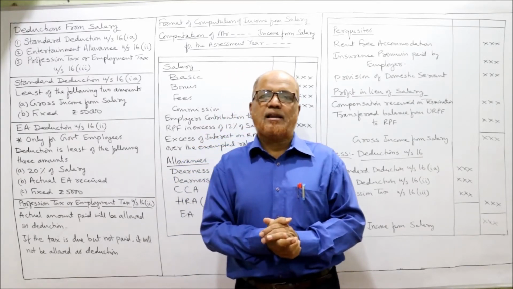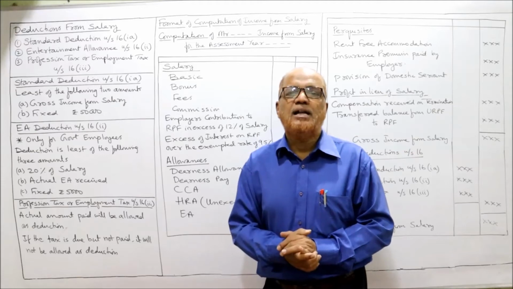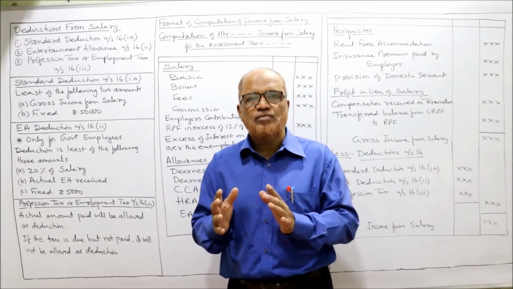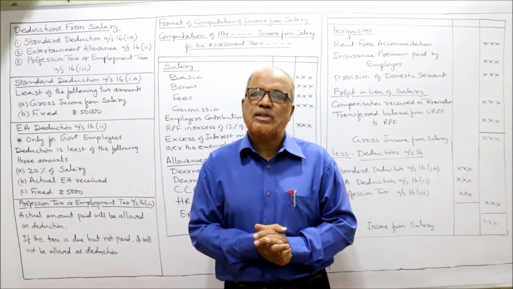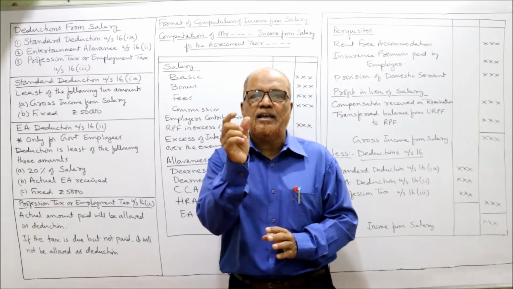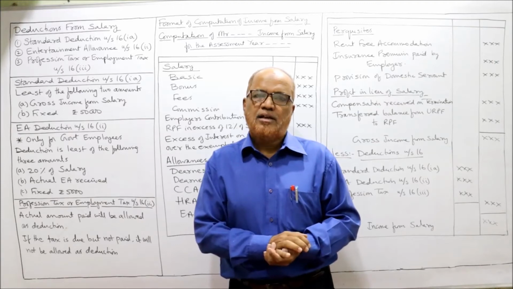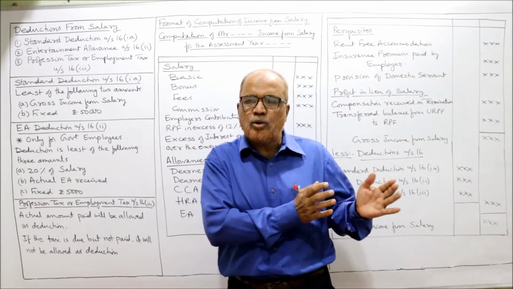From gross income from salary, 3 deductions are available under section 16. So in this video, I'm going to explain you those deductions. After deducting those 3 deductions, we'll get the final income from salary. So this video is related to the earlier videos.